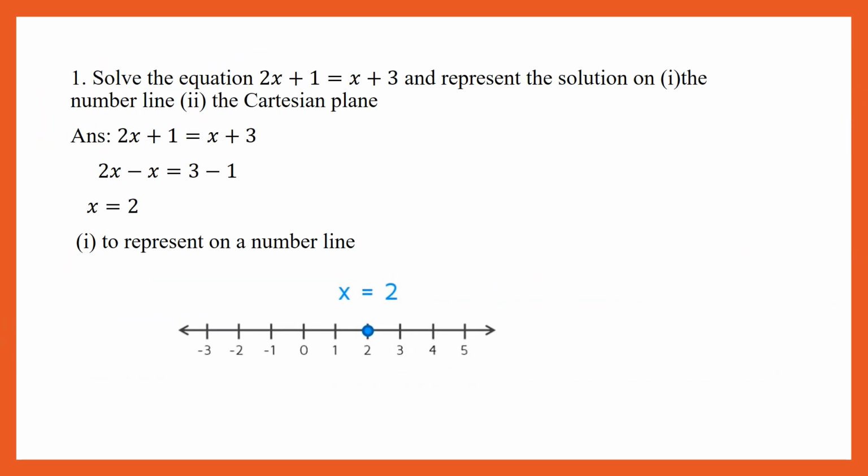Question number 1. Solve the equation 2x plus 1 is equal to x plus 3 and represent the solution on the number line and on a Cartesian plane. For solving, bring all the x values to one side and the numbers to the other side. So it will be 2x minus x is equal to 3 minus 1, where x is equal to 2.